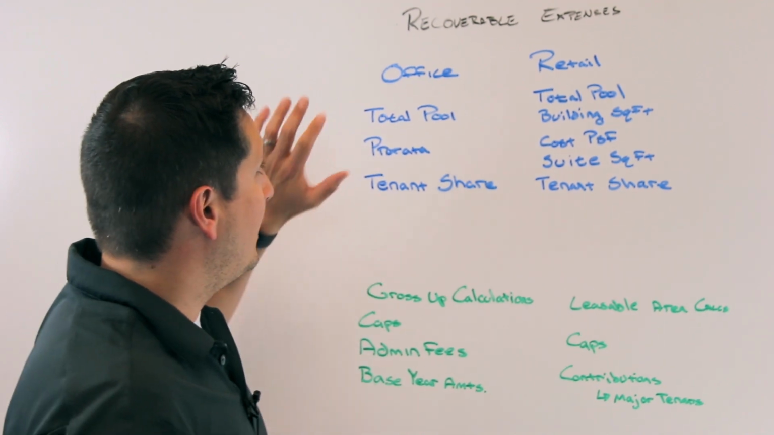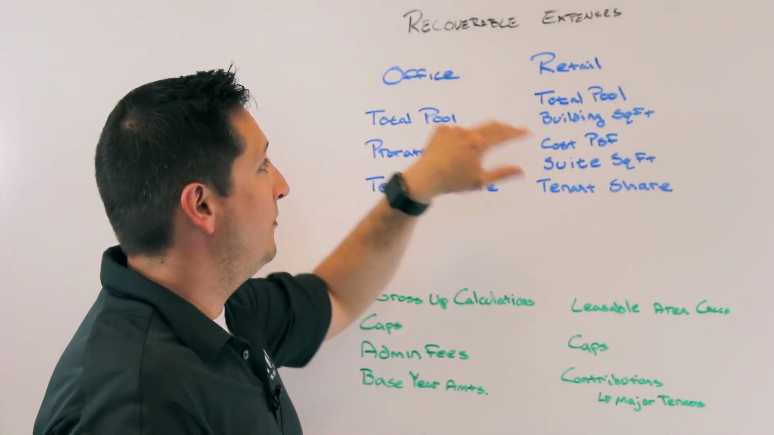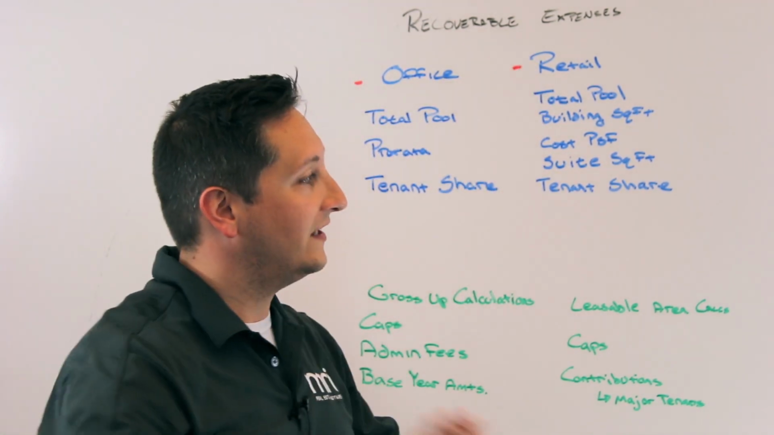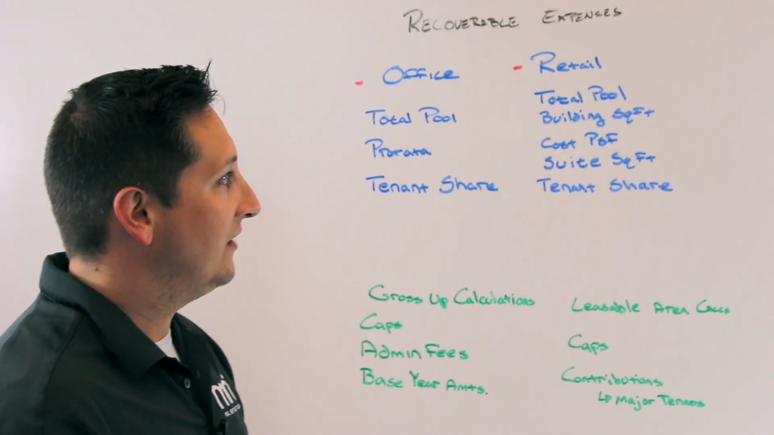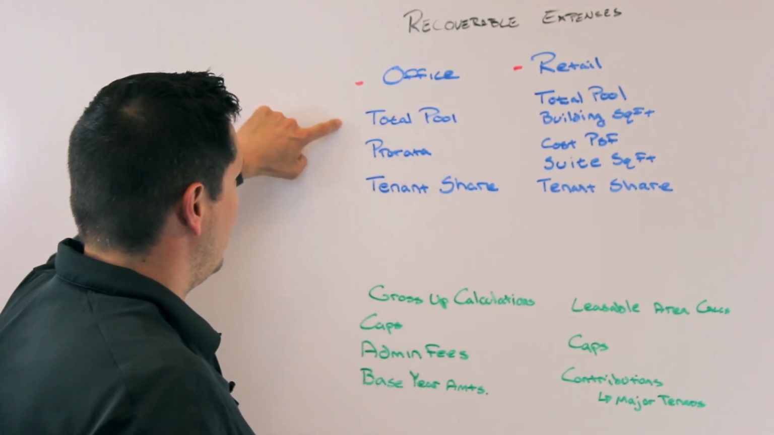We've got your standard calculation, which for all intents and purposes we'll call office right now, and we've got the retail calculation. So there are two distinct calculations. You'll see that they get to the same spot, just different ways to think about how you get your expenses. The starting point for both ends up being your total pool.